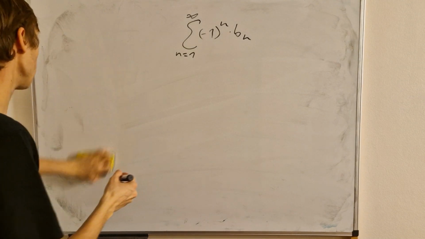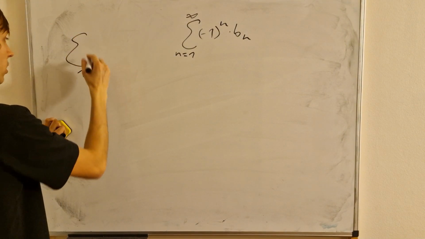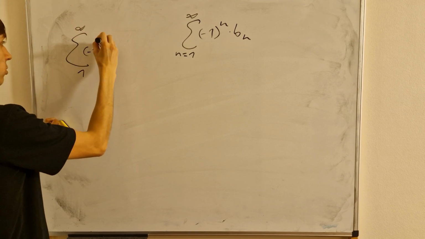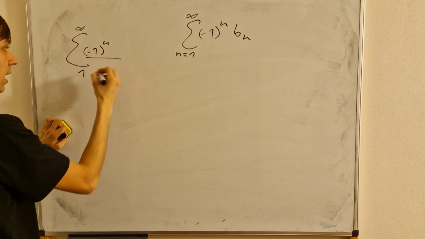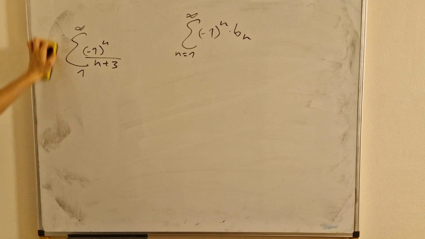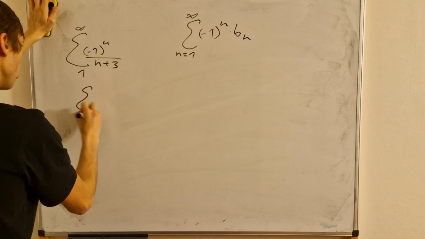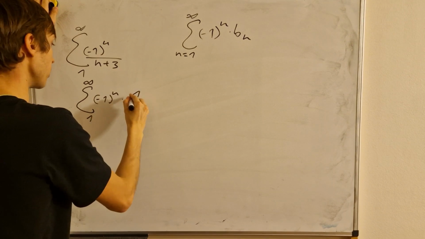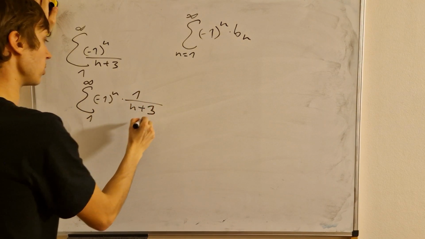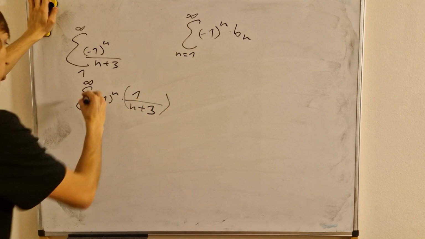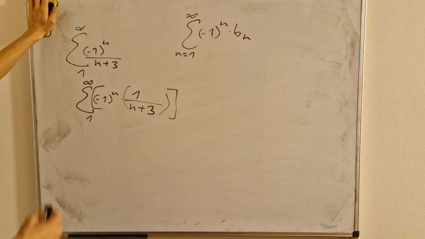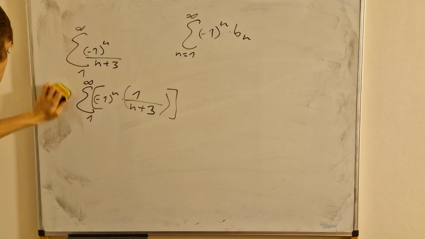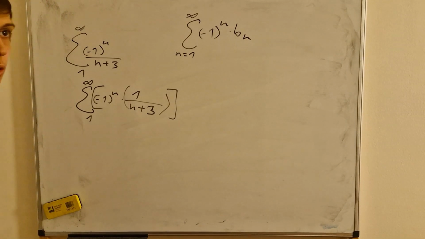A concrete example could be -1 to the n over n plus 3. What it means is that we have this -1 to the n, which makes it the alternating series, times some normal argument, 1 over n plus 3, which could by itself be a normal series. The whole argument is this whole thing. We take this infinite series and want to see whether it is divergent or convergent, and for that we use the alternating series test.